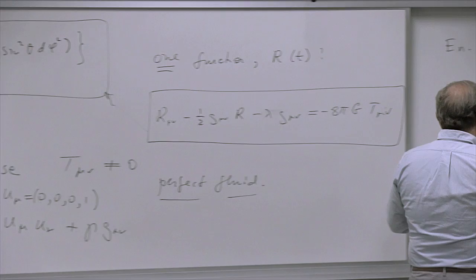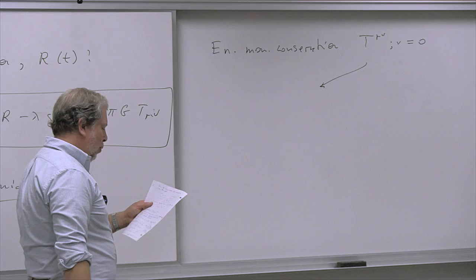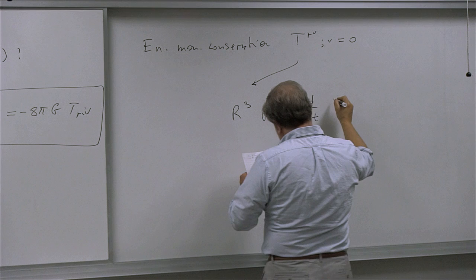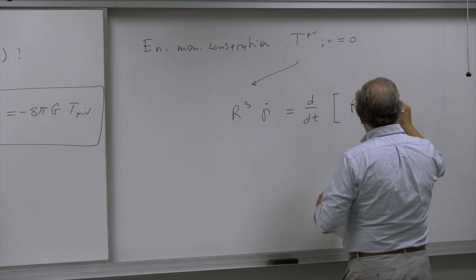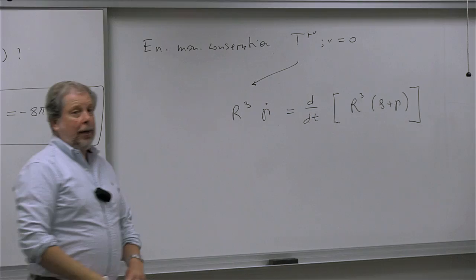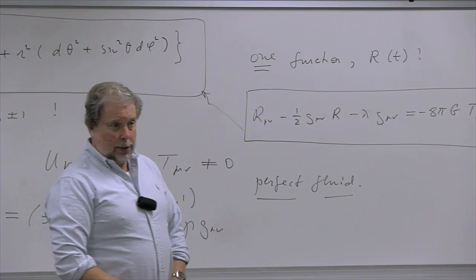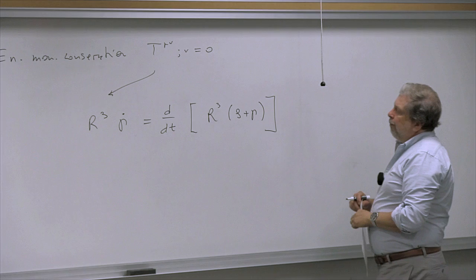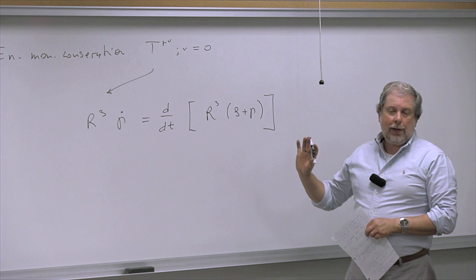So this equation, even before we write down anything related to the field equations, just gives us that R cubed times p dot is equal to d by dt of R cubed times (rho plus p). When you write it down explicitly, in fact there's only one equation, because the other equation is something like dp/dr equals 0, which says that the pressure does not change in r. It should be just a function of t.